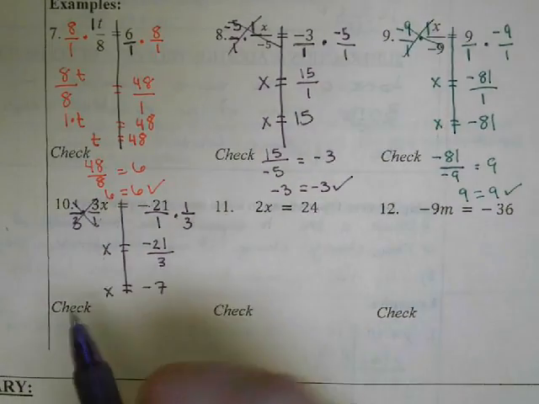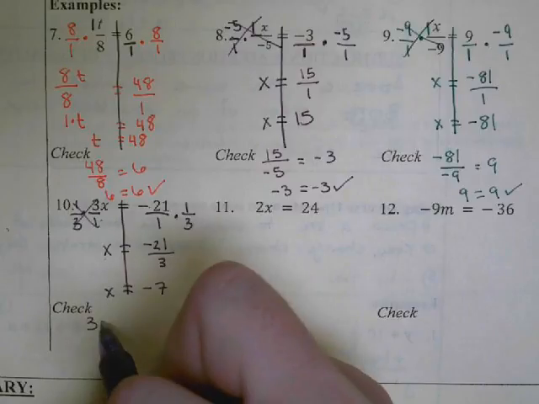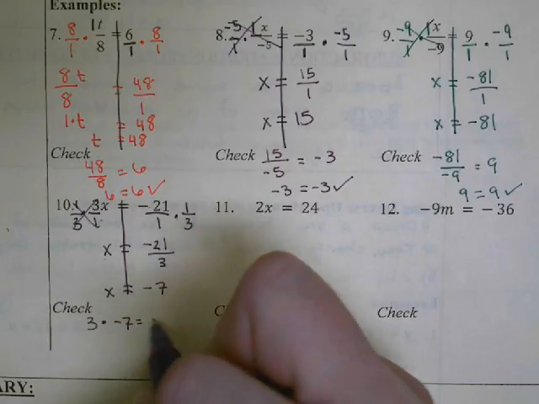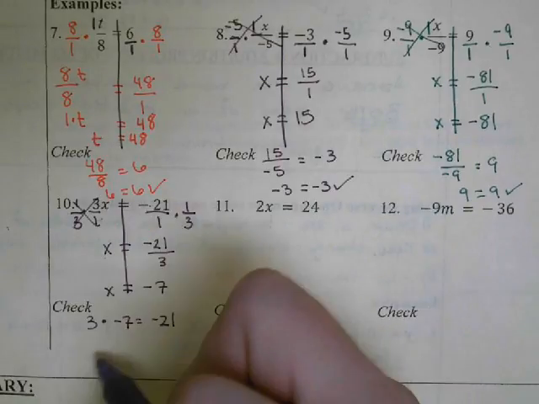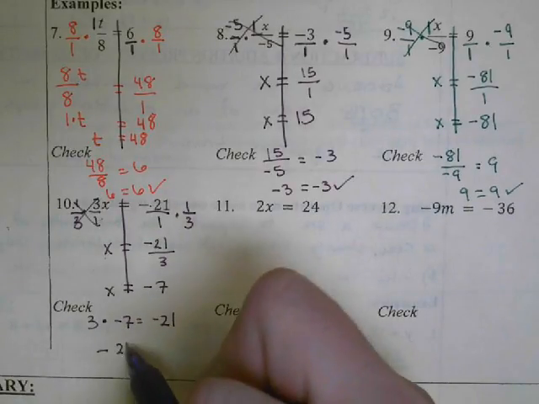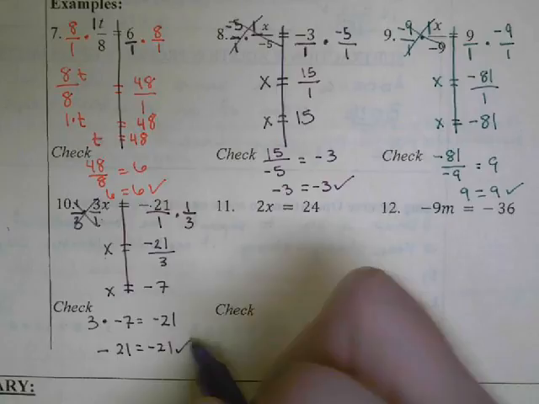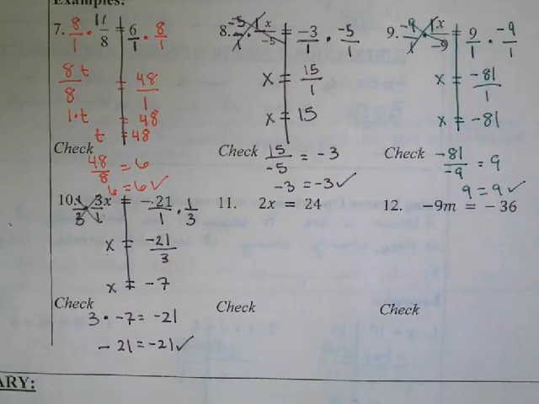Now we can plug in to check our work. And we go 3 times negative 7 equals negative 21. Positive times a negative is negative. And 3 times 7 is 21. So we get negative 21 equals negative 21. Check.